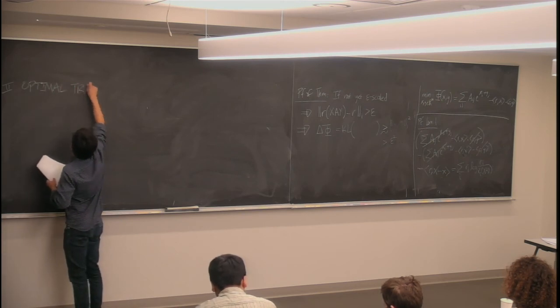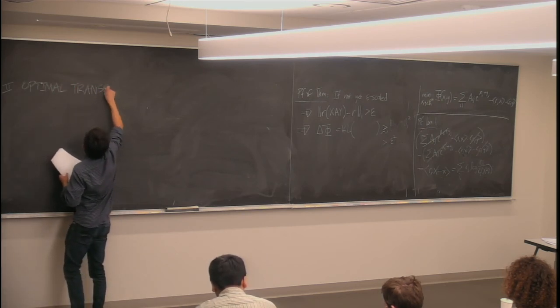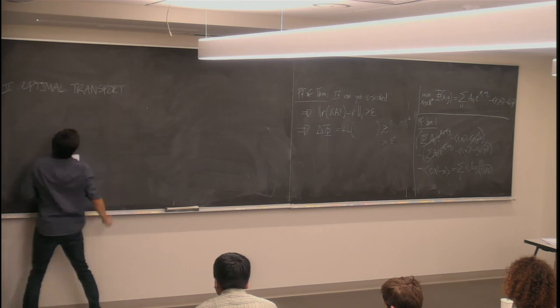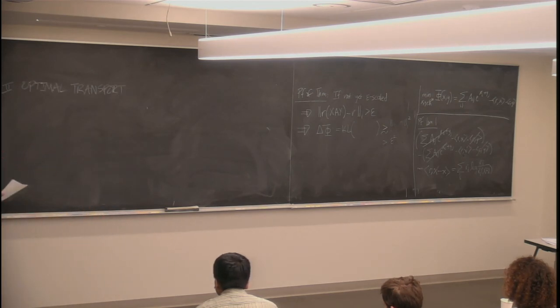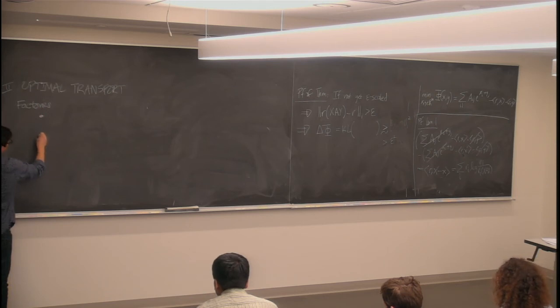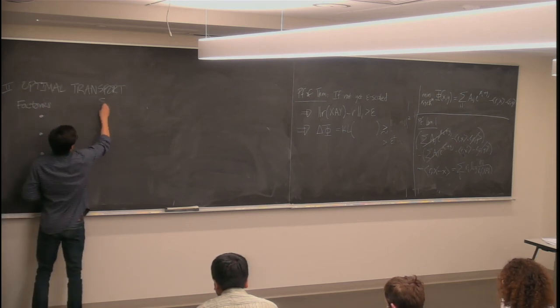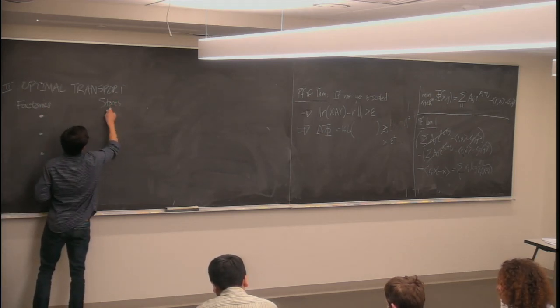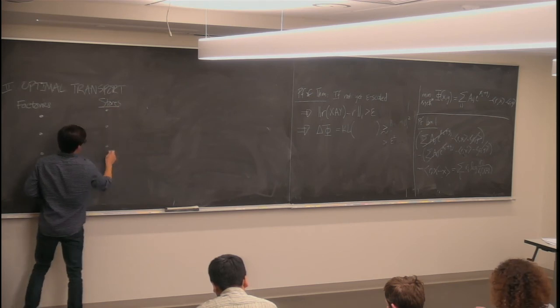So what is this problem? You've probably heard about it in intro to CS courses or operations research if you've been taught it before. A classical setup is you have a company, and the company has some factories. So this is one factory, another factory, another factory. And you also have some stores: store 1, store 2, store 3.